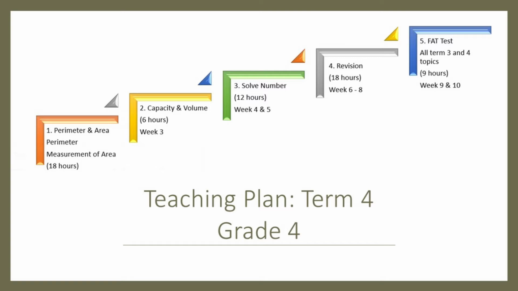learners in the 4th term: perimeter and area of 2D shapes, perimeter and measurement of area, capacity and volume of 3D objects. In weeks 4 and 5, the learners should be given a chance to solve number sentences and do calculation problems using the 4 basic operations. There are also 18 hours allocated for revision before the learners complete the end-of-term formal assessment task.